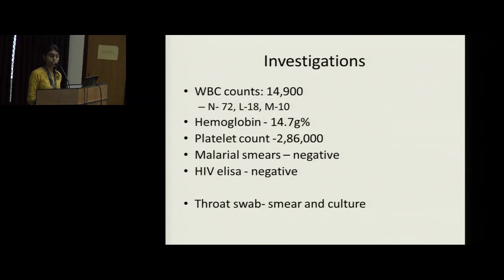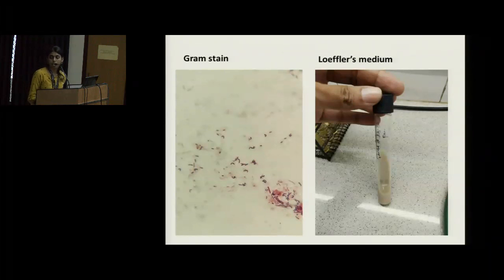He had elevated counts of 14,900 with neutrophils of 74%, lymphocytes of 18%, and monocytes of 10%. His hemoglobin was 14.7. His platelet count is 2,86,000. His malarial smears were negative. HIV ELISA was negative. And his throat swab smear and culture showed this. This was the gram stain that was done in our lab, that is showing gram-positive bacilli, which are arranged in V-shaped palisades or the Chinese letter pattern, and when cultured in the low-fluorescence medium showed creamy white colonies.